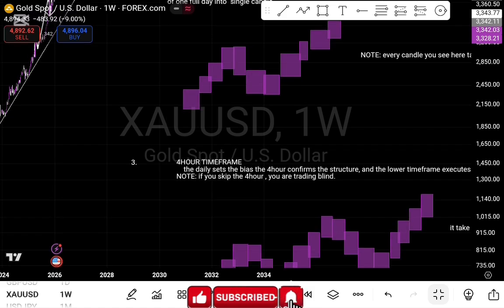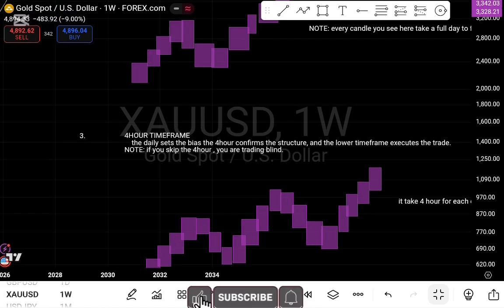So as to our 4 hours time frame, the daily sets the bias, the 4 hour confirms the structure. What is the work of the 4 hour time frame? It confirms the structure. It tells you that yes, what the daily time frame says is truth. That is the work of the 4 hour time frame. It confirms the structure, and the lower time frame executes the trade. We'll still get there.